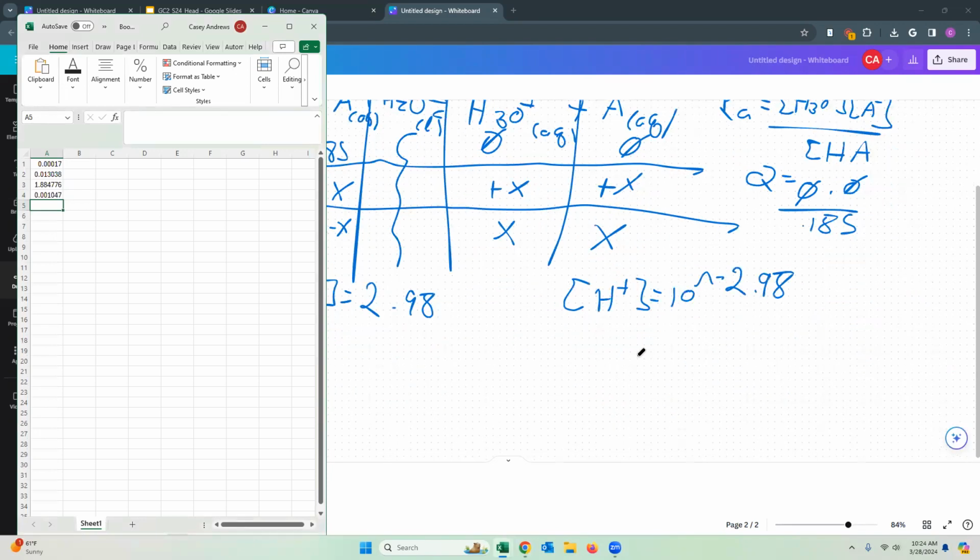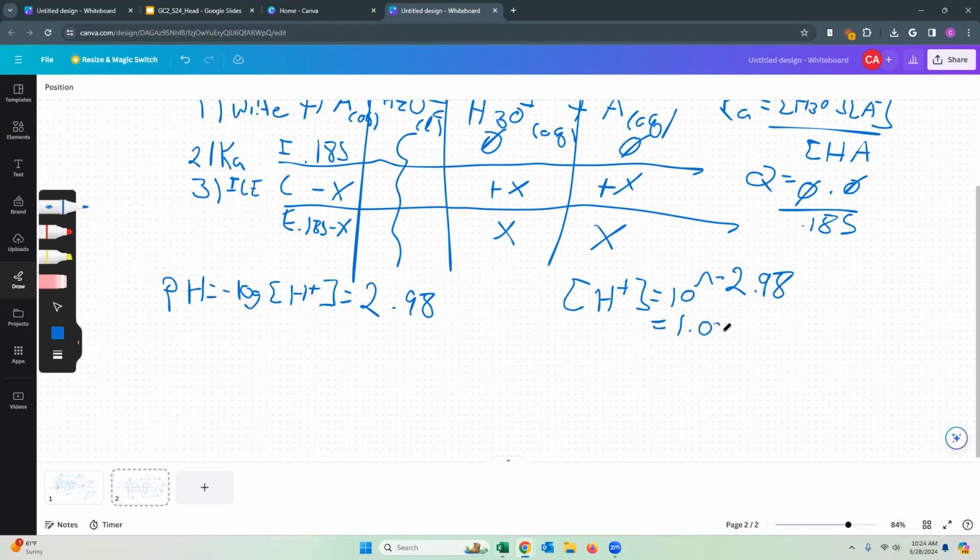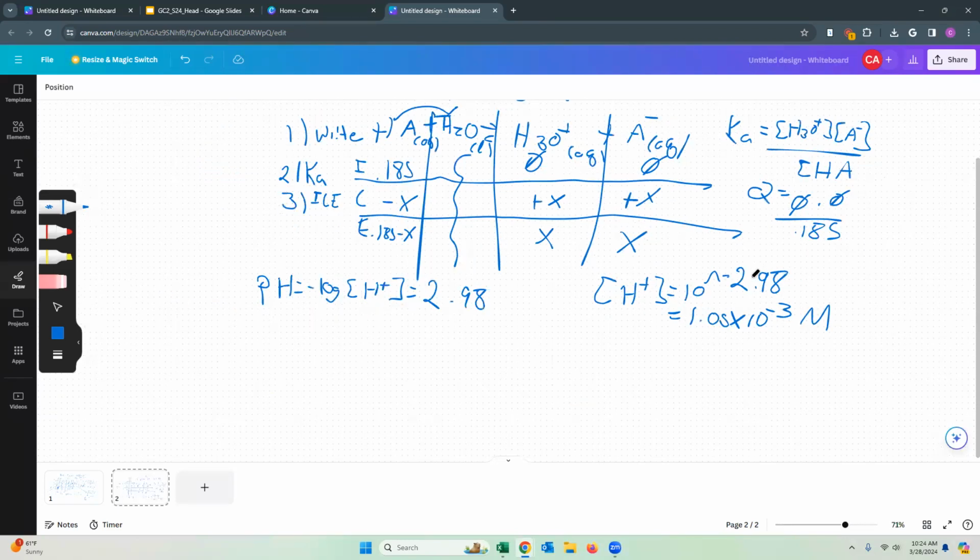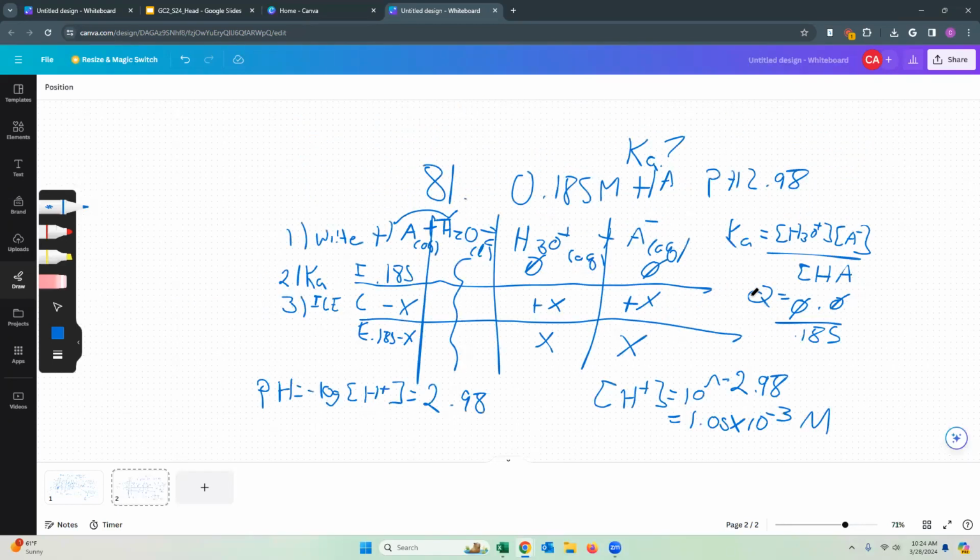Which is hydronium is 1.05 times 10 to the minus 3 molar. So that is the hydronium concentration, and that's how you solve 81. Again, if you have questions about what we did there, email me, come and see me. But with that, we are going to continue on.